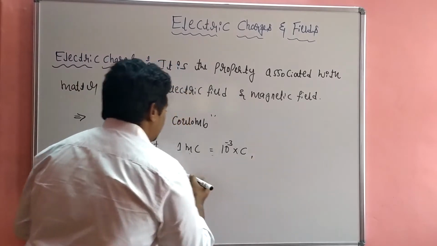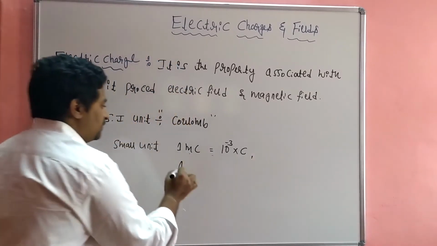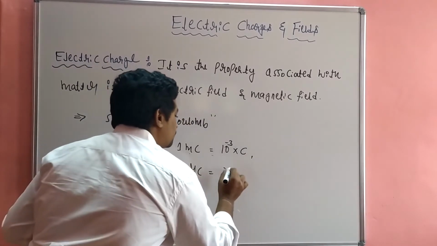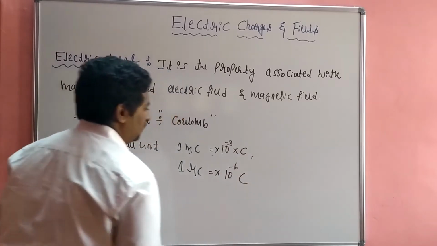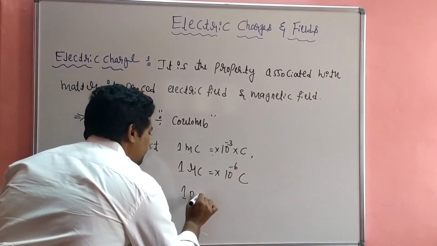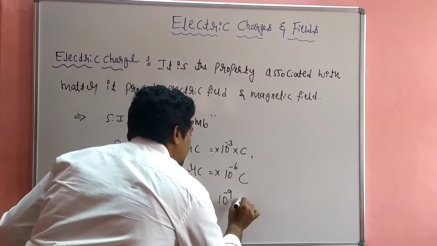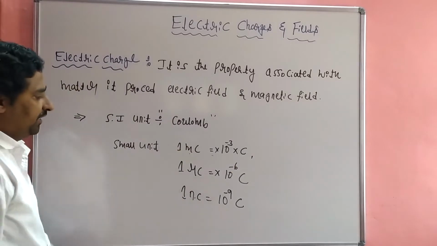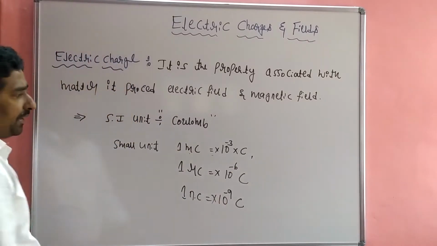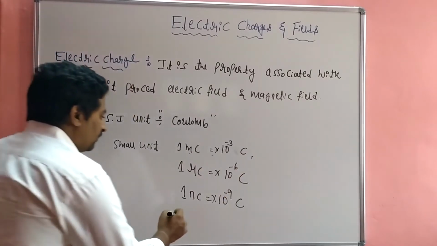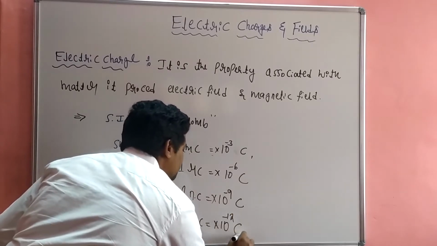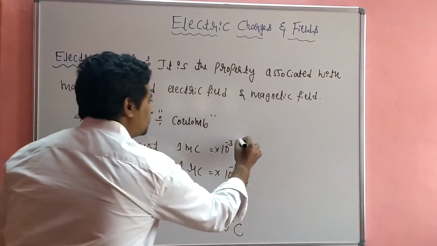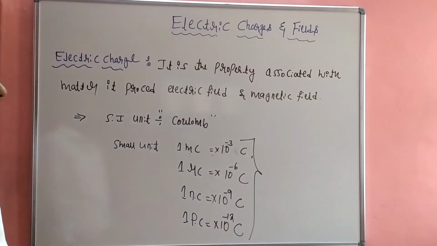Next is micro, which is converted by multiplying with 10 to the power of minus 6. Then nanocoulomb: 1 nanocoulomb is equal to 10 to the power of minus 9. Then picocoulomb: 1 picocoulomb is equal to multiplication with 10 to the power of minus 12. These are some small units for conversion of the SI unit.